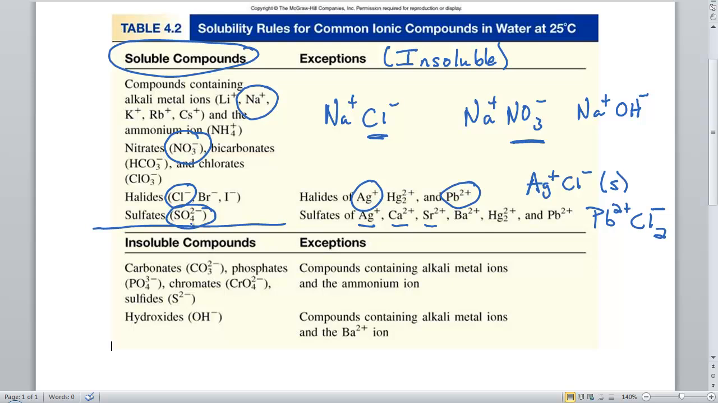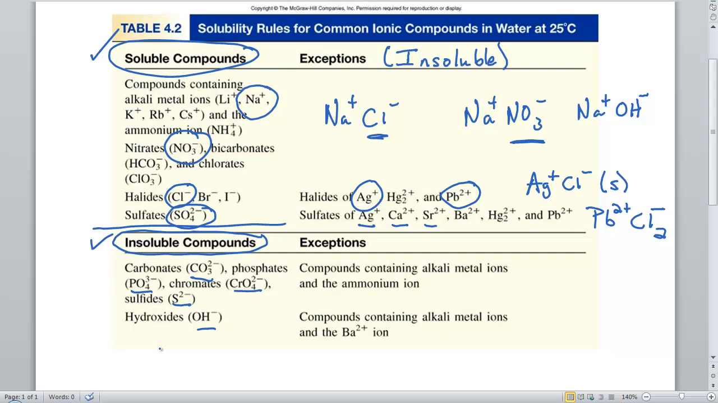Now, let's go down to the bottom of the table. This is why I like this table, because it gives you a feel for what types of compounds are generally soluble and what types of compounds are generally insoluble. Again, we're looking at ionic compounds, salts. So, what are generally insoluble? Salts that contain carbonate are generally insoluble. Salts that contain phosphate, chromate, sulfide, and hydroxide. All of those are most often insoluble.